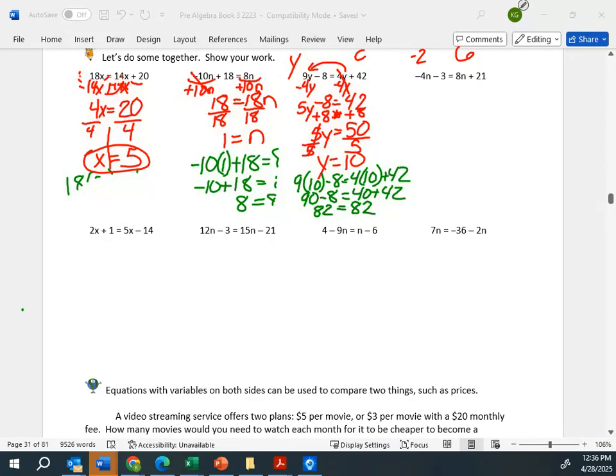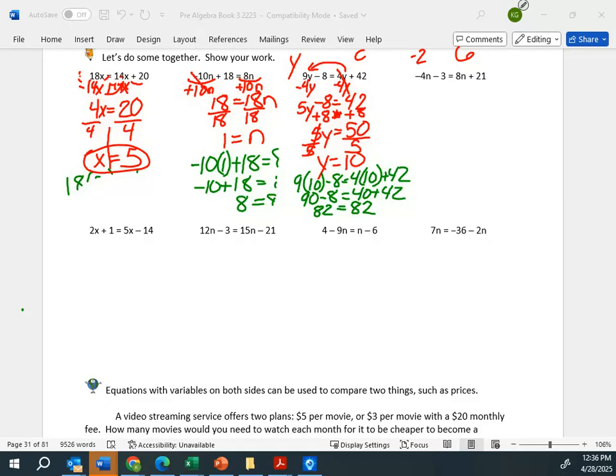So we're going to work through and see. Somebody's making mistakes, and that's okay. This is how we learn. We're going to catch and see what mistakes were being made. So we have -4n minus 3 equals 8n plus 21. What's my first step? What did you do?